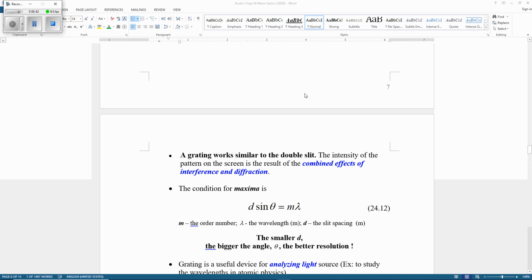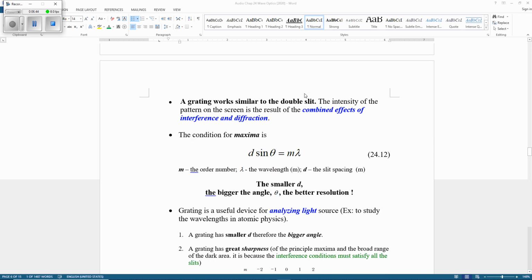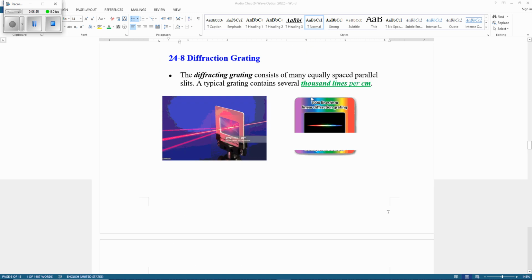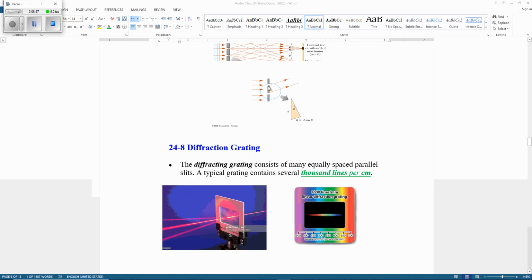Okay, and now we're going to see what happens. Again, we can treat the grating like many double slits working together, and we even assume they all go in the same direction like this one. They're parallel to each other because they're so close, a micrometer apart, compared to the distance from the grating to the screen, like a meter or 2 meters.